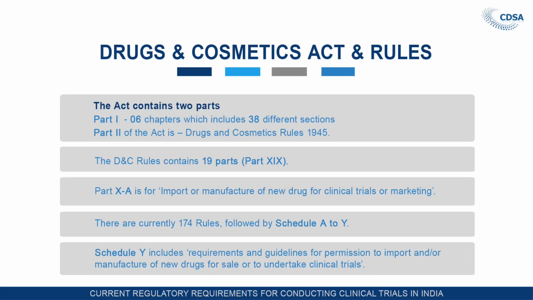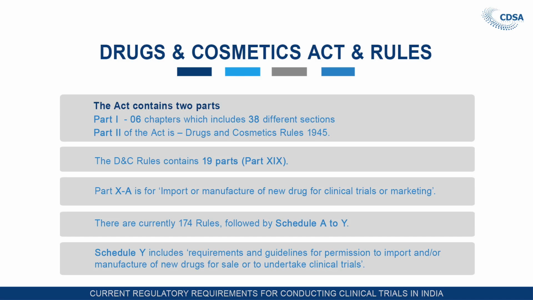Now let us see what this Drug and Cosmetic Act and rules are. We have seen the objective. Now we will see the content. We can say that Drug and Cosmetic Act and rules can be divided into two parts. The first part is the Drug and Cosmetic Act. The Act has 6 chapters and 2 schedules. These 6 chapters are from chapter 1 to chapter 5, including chapter 4A. We will see in detail about these chapters in our subsequent slides.